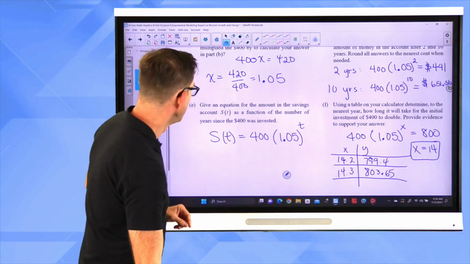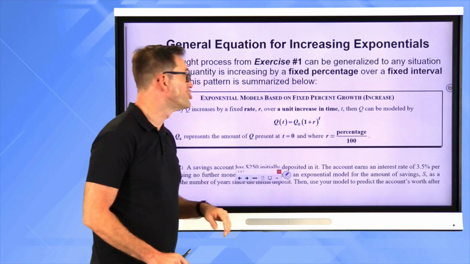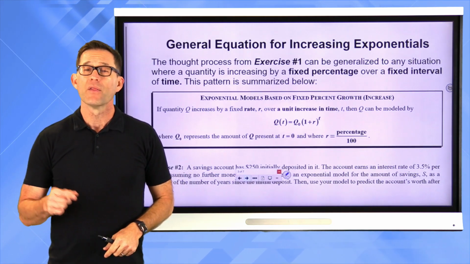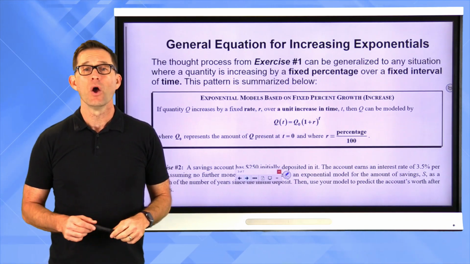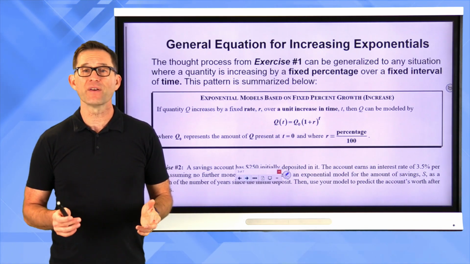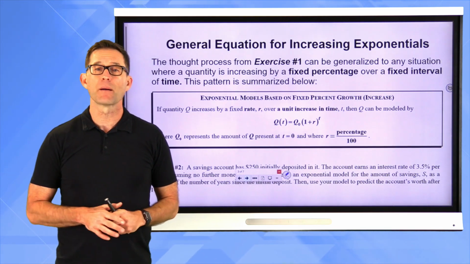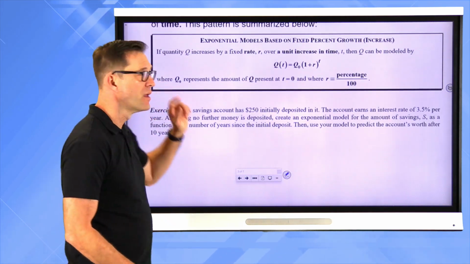All right. Let's go back into our full screen and let's generalize. General equation for increasing exponentials. The thought process from exercise number 1 can be generalized to any situation where a quantity is increasing by a fixed percentage over a fixed interval of time. This pattern is summarized below. So let's take a look at the pattern.